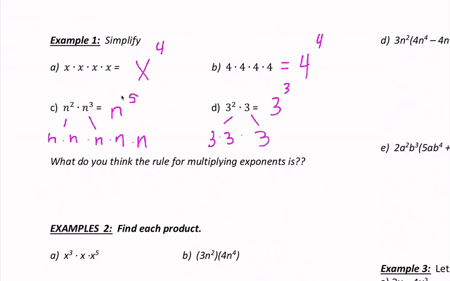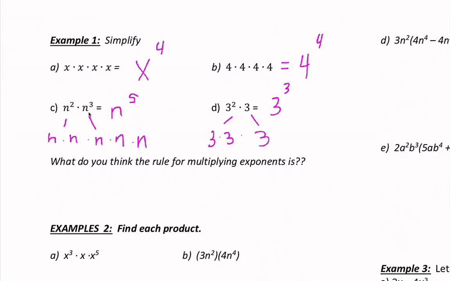But that wouldn't be very fun to do if our exponent was like, let's say 50. You would have to write it down 50 times. So there's a rule that we can follow. The hard part is remembering what the rule is, but if you can do that, it's going to save you a lot of time. So let's look at what we did. We have n squared times n to the third, and we ended up with n to the 5th. So pay attention to your exponents here.